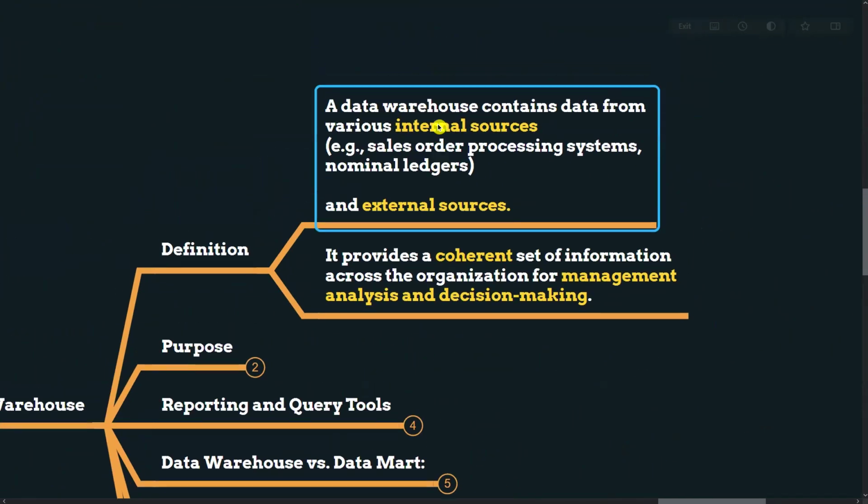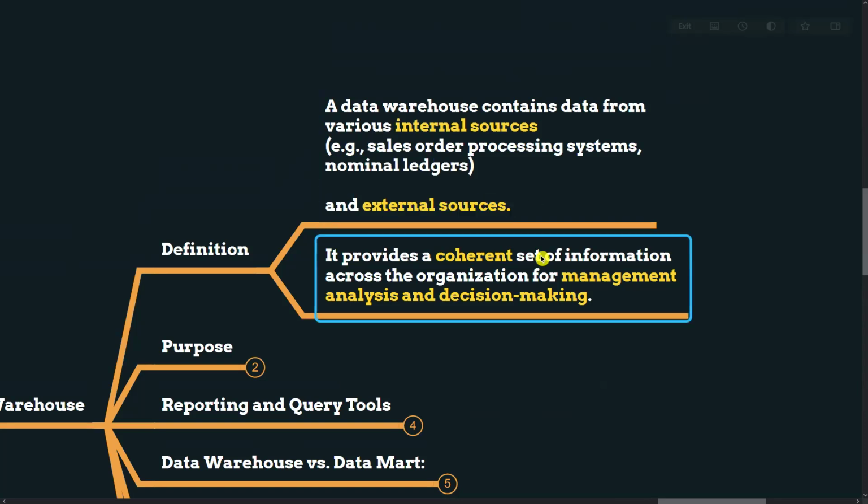A data warehouse contains data from various internal sources, right? For an example, from your sales order processing system or your nominal ledgers. So we can have the data. It means collected data. A place of collecting the data is something called a data warehouse. So we can have the data from the internal sources as well as the external sources. It provides a coherent set of information. It means connected information, one piece of information connected with another, like relational database systems. So it provides a coherent set of information across the organization for management analysis and decision making.